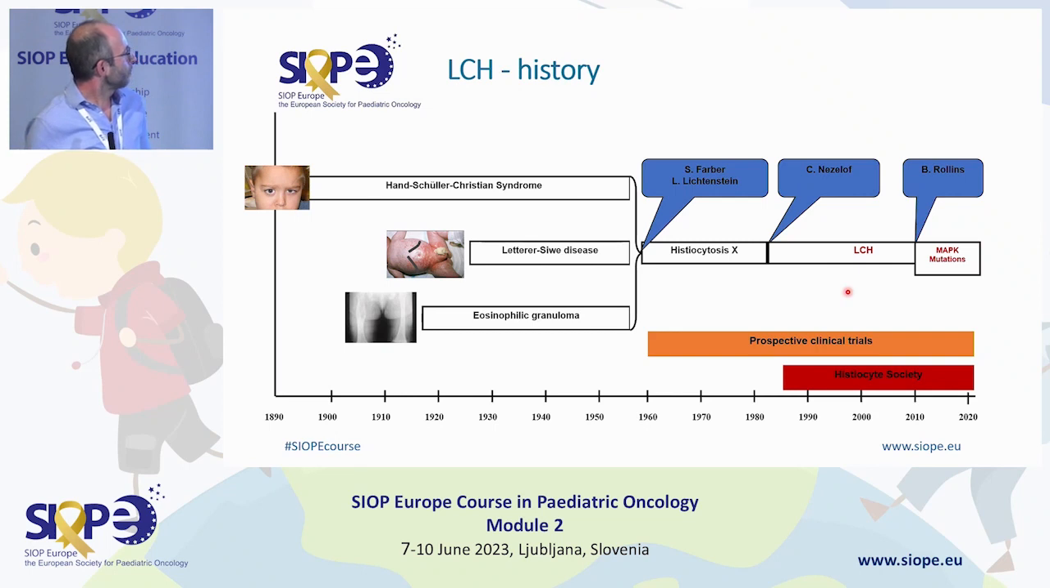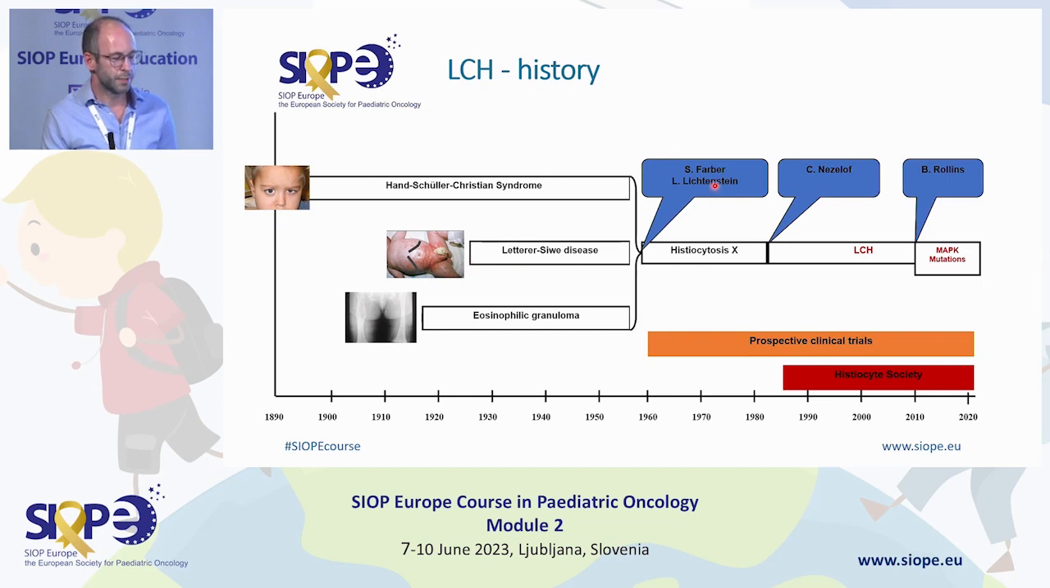Maybe some of you still remember or still know this historical classification. Eosinophilic granuloma is one single lesion. Hand-Schüller-Christian syndrome is the syndrome of diabetes insipidus, multifocal bone lesions and exophthalmos, and Letterer-Siwe disease is the disease of small kids and infants with liver, spleen, and hematopoietic system involvement.